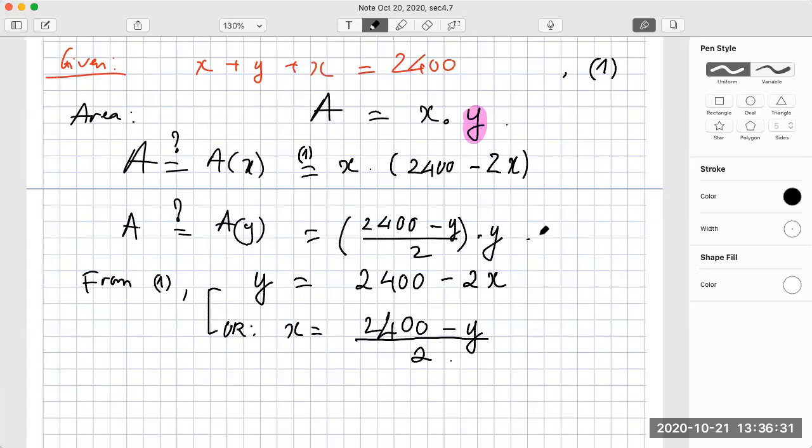Okay? Let us denote this equation as the second one, and this is equation 3. So now the area in equation 2 is a function of x. In equation 3, it is a function of y. It is simply a variable with different names, right? So it is a function. We want to minimize this area. It means that we are minimizing this function.